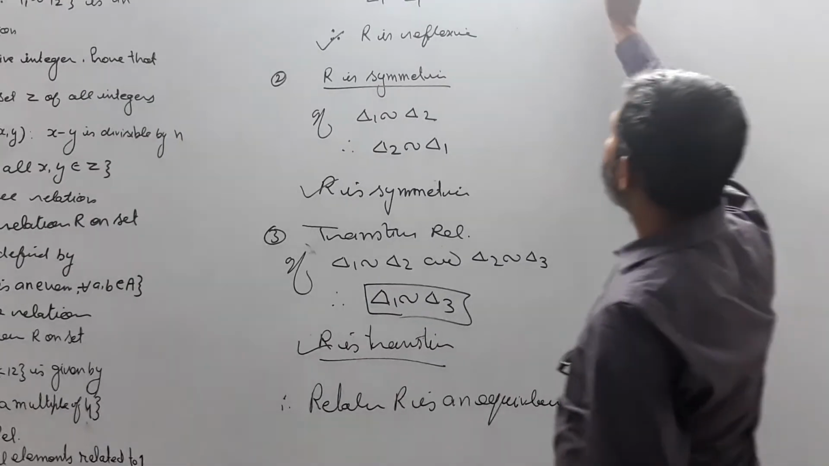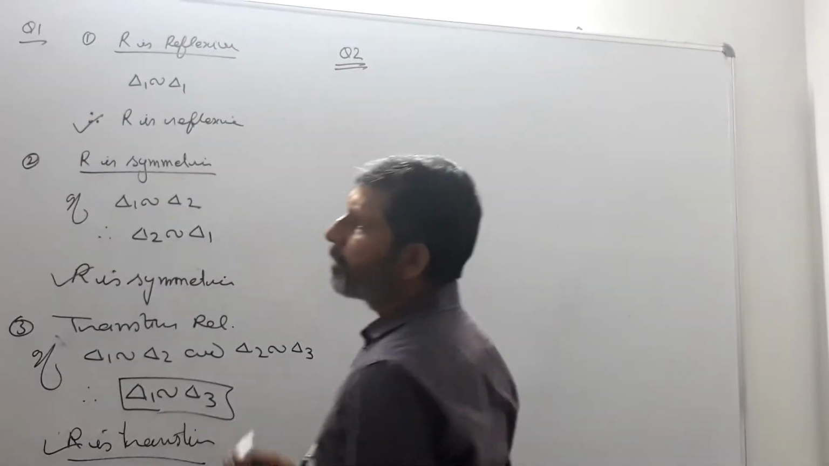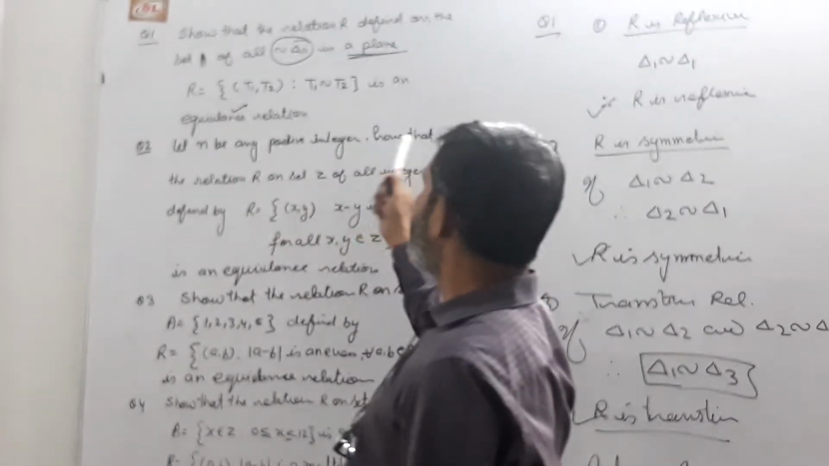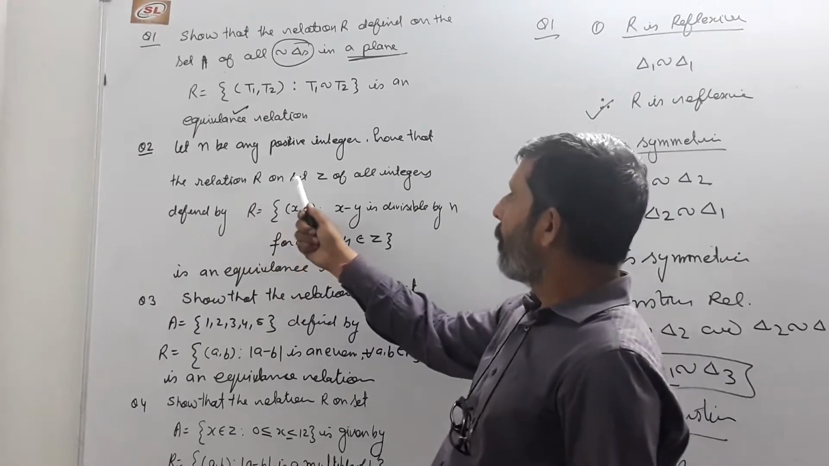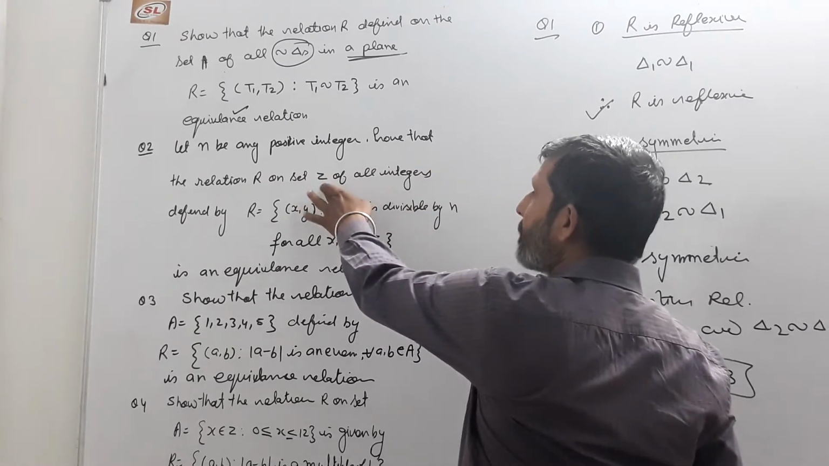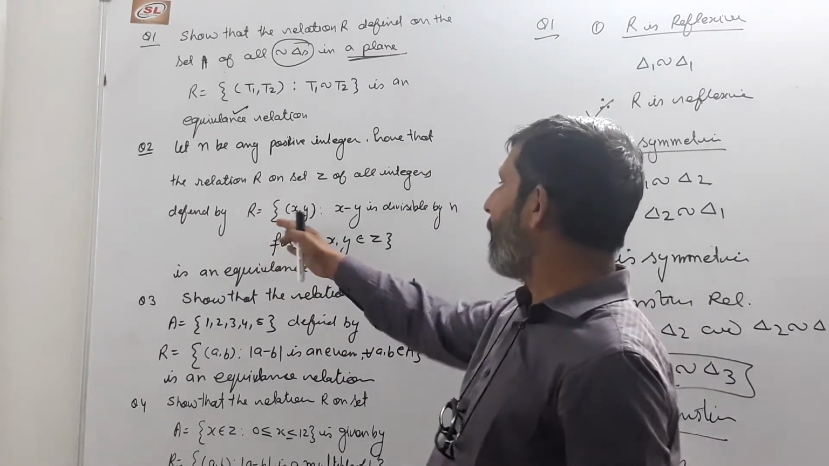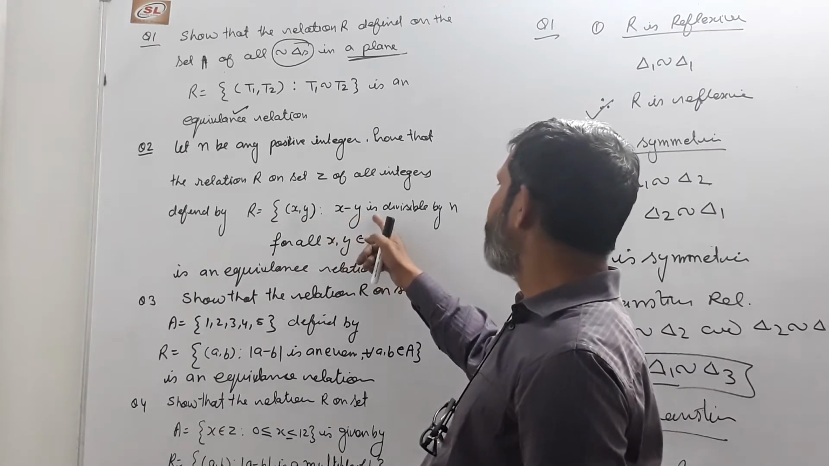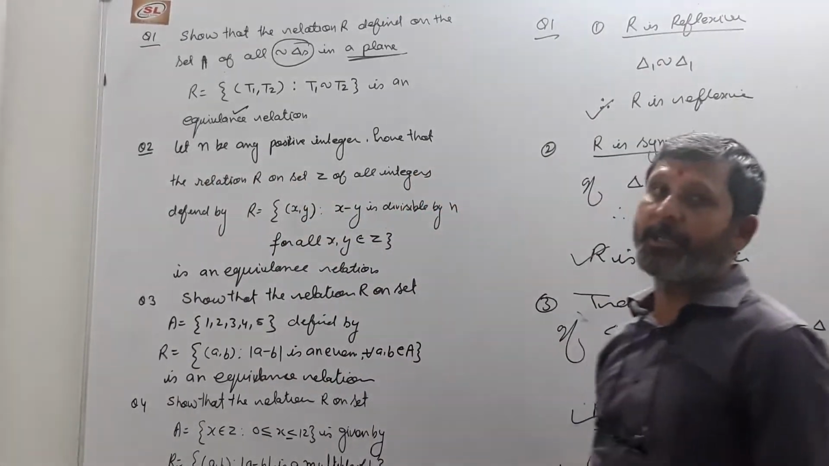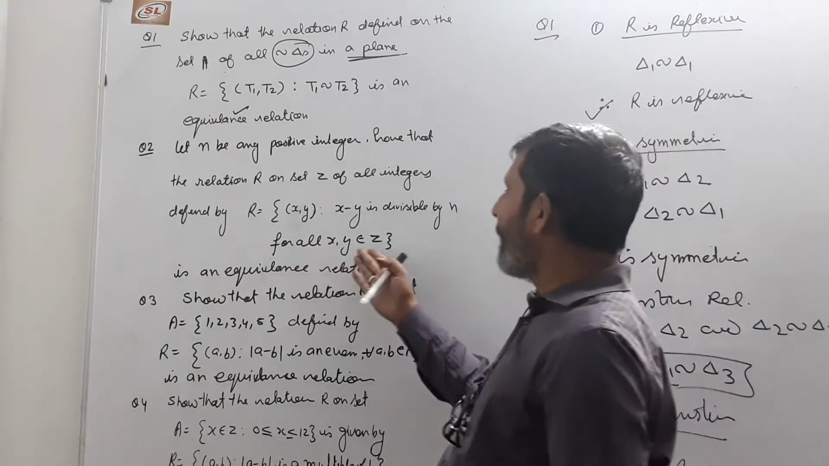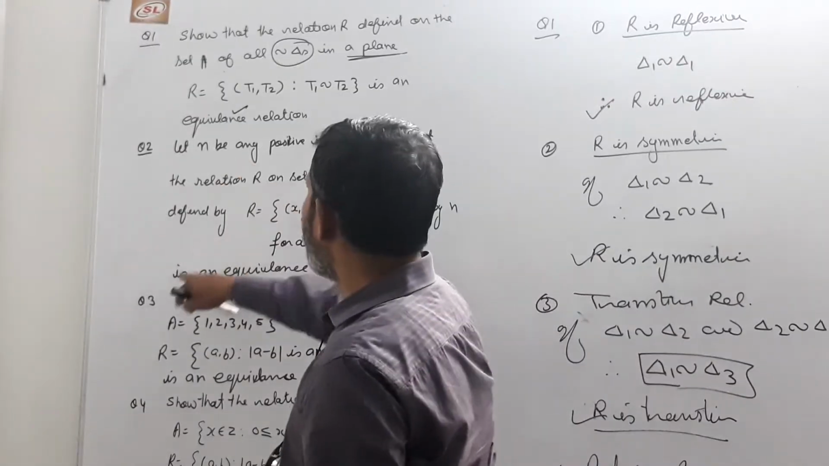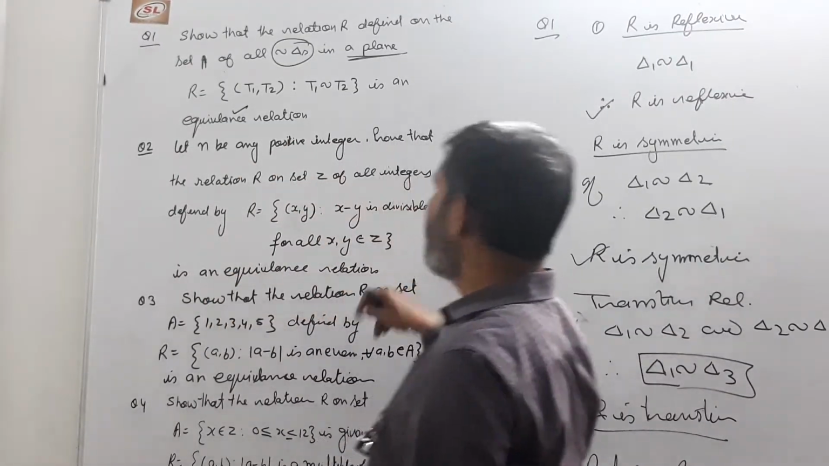Okay. Now we start with question number two. The second question is: let n be any positive integer, prove that the relation R on the set Z of all integers, defined by R = {(x, y): x minus y is divisible by n}, for all x, y belonging to Z. We prove that the given relation R is an equivalence relation.